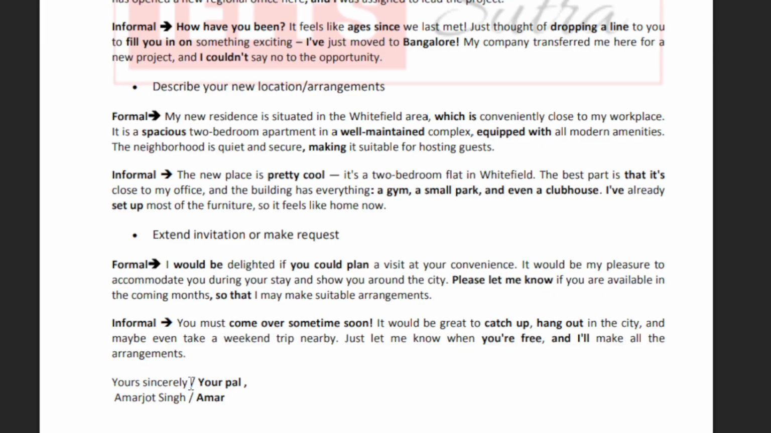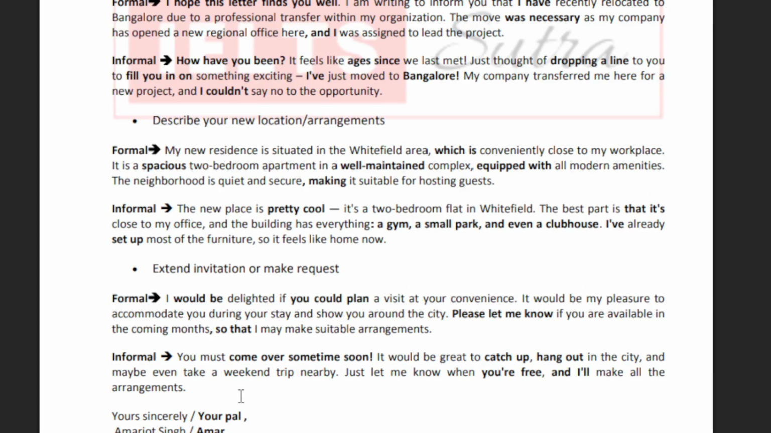Ending with, in case of formal, you say yours sincerely or yours faithfully, but in case of informal, I can say your pal, which is another way to say your friend. In case of formal letters, you will write your complete name, Amarjot Singh, just my name. But in case of informal letters, you can say just Amar. Okay, your pal Amar, your friend Amar.